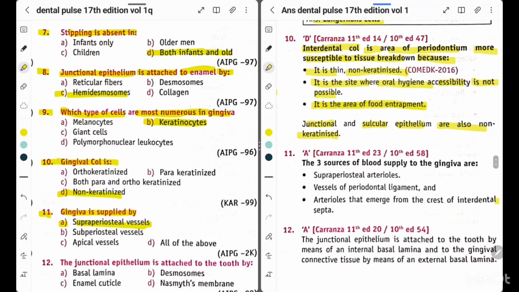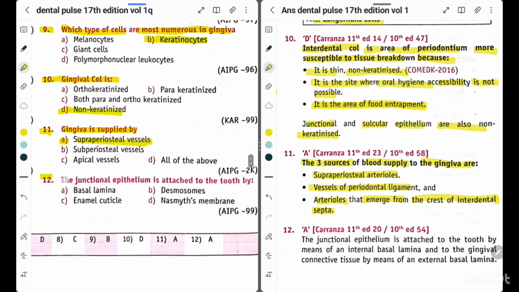The three sources of blood supply to the gingiva are supraperiosteal arterioles, vessels of the periodontal ligament, and arterioles that emerge from the crest of the interdental septa. Okay, these are the three sources of blood supply to the gingiva.